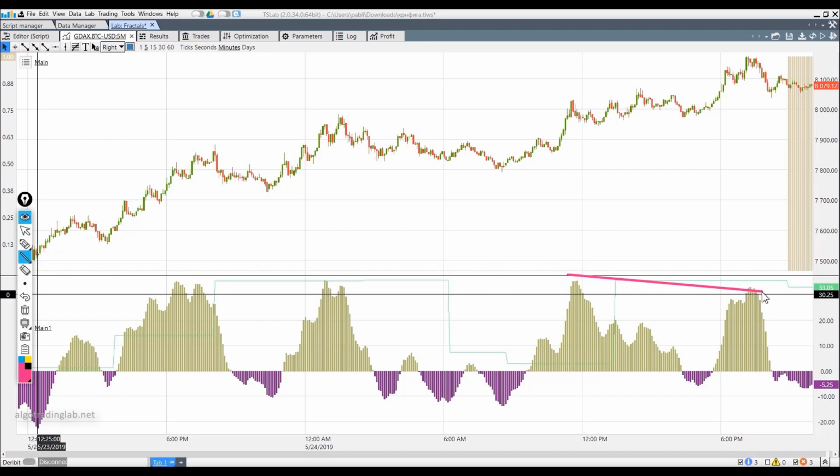Let's draw it again. There has been a decline. Here, the price has risen. A histogram signaling the presence of the divergence was not plotted immediately. It happened after the fractal was finally formed when 20 bars passed from the high according to our conditions.